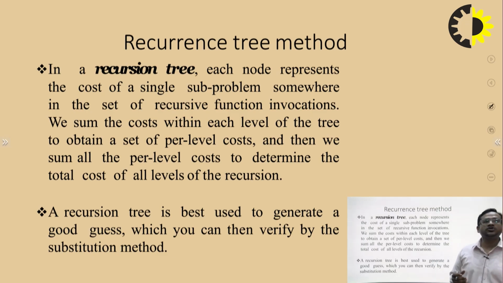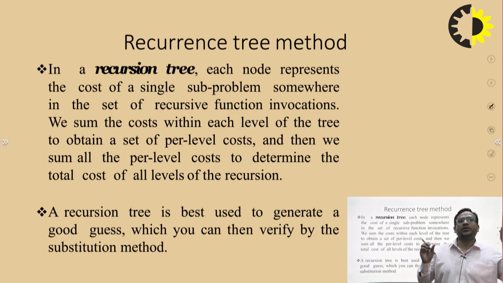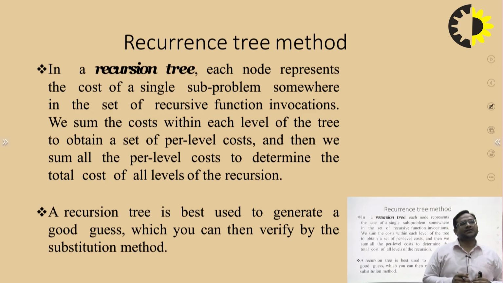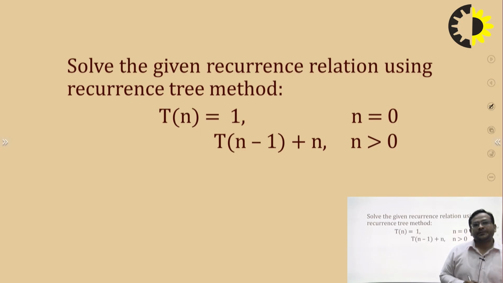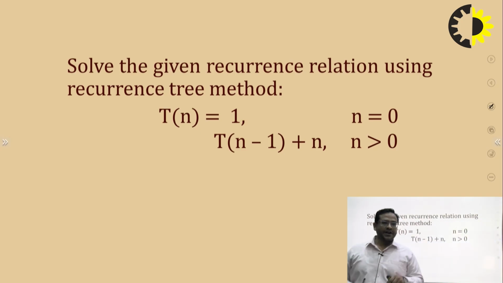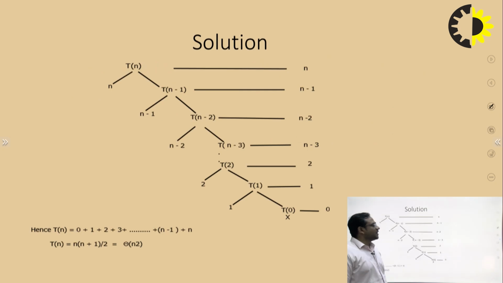In a recurrence tree, each node represents the cost of a single subproblem somewhere in the set of recursion function calls. At the end you have to sum the cost of each level, and after that you can get the final answer, how much time it will take to execute. So the same question I can repeat here by using the recurrence tree. This is the same example. This is the recurrence tree.